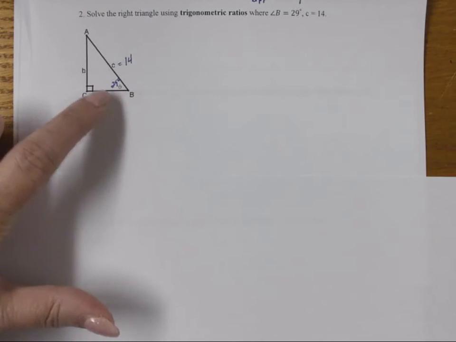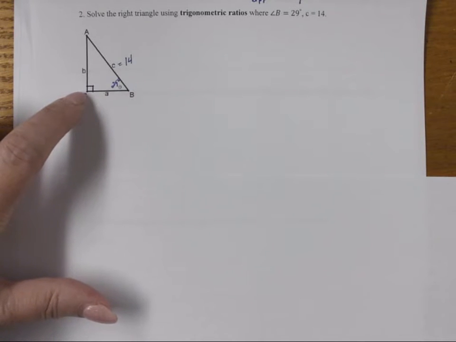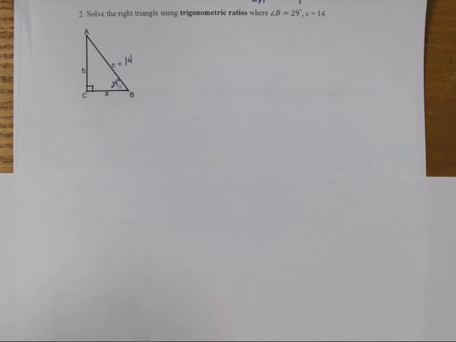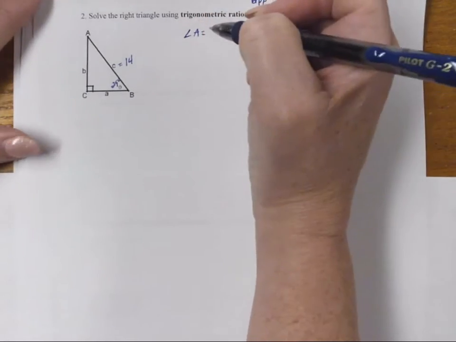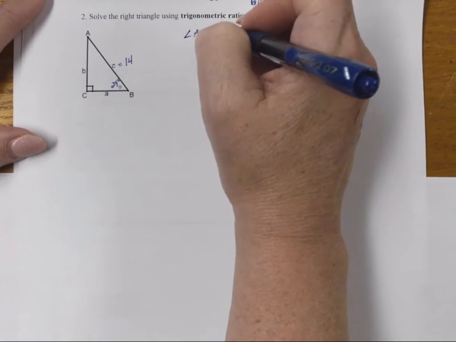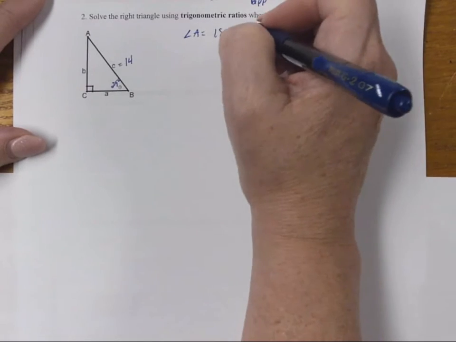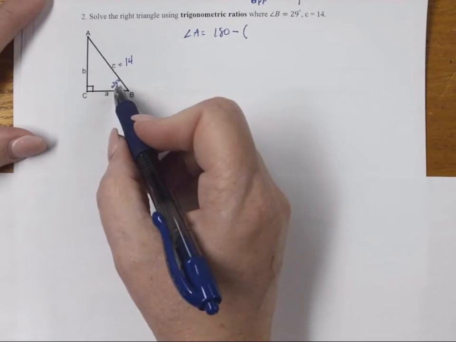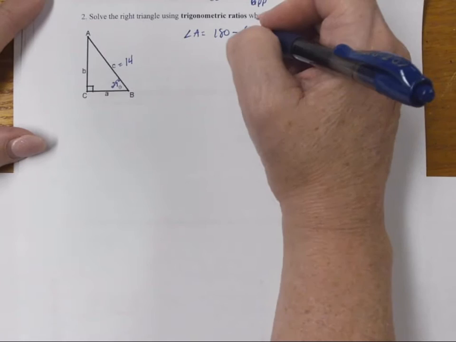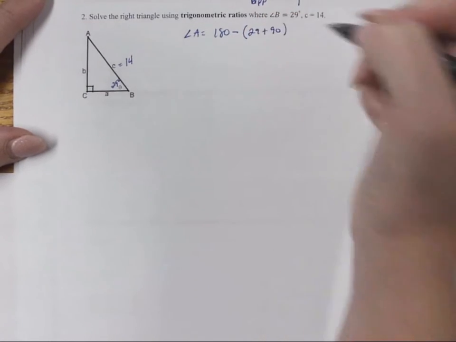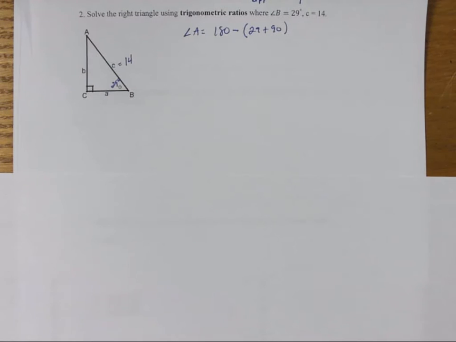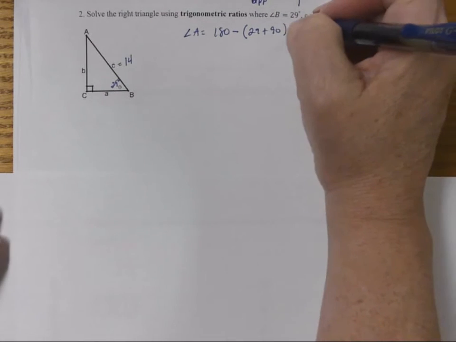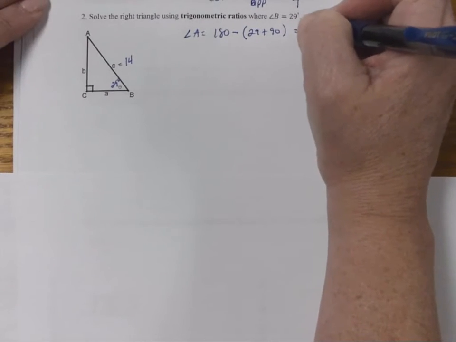We actually know two angles, even though they don't state it, because this angle is equal to 90 degrees. So we can easily find our third angle. We can find angle A. It is going to be equal to 180 degrees minus our angle that we have and the other angle that we have. So 29 plus 90. And we know this because all angles in a triangle equal a total of 180. When we subtract that, we're going to get 61 degrees.